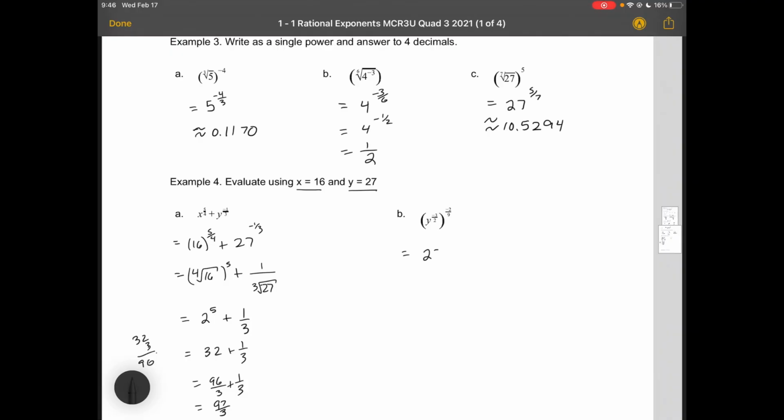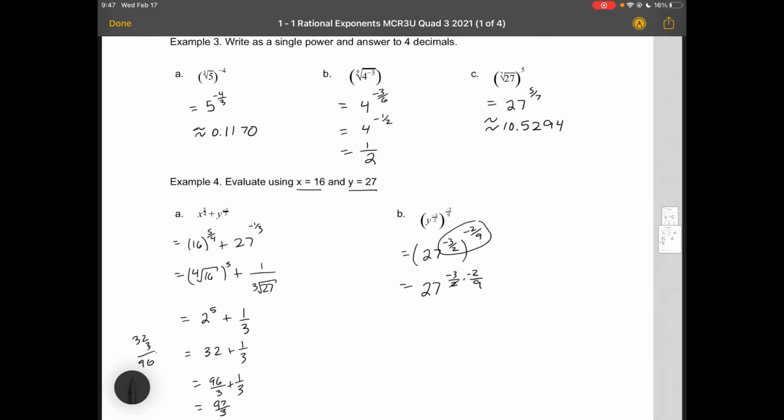I'm going to put in 27 for y. My first rational exponent is minus 3/2, and then I've got minus 2 over 9. So instead of evaluating my power first inside the brackets, I'm going to remember my exponent rules, and I'm actually going to multiply these two powers together. The reason that I'm going to do that is because my answer and my exponent is going to get a lot simpler.